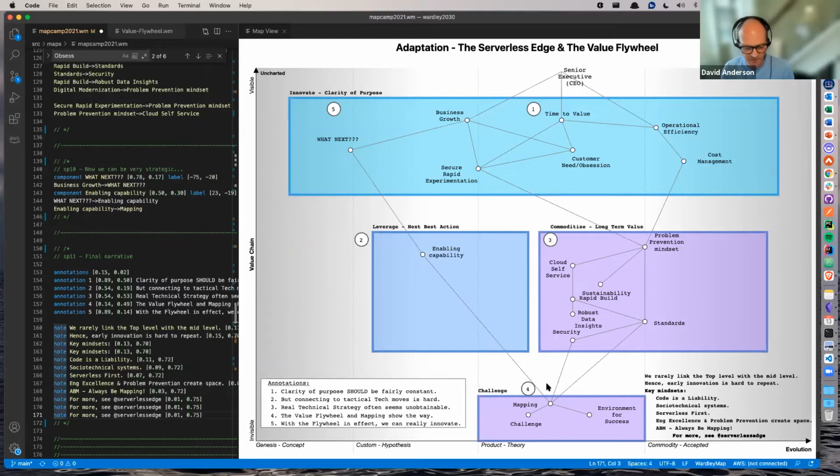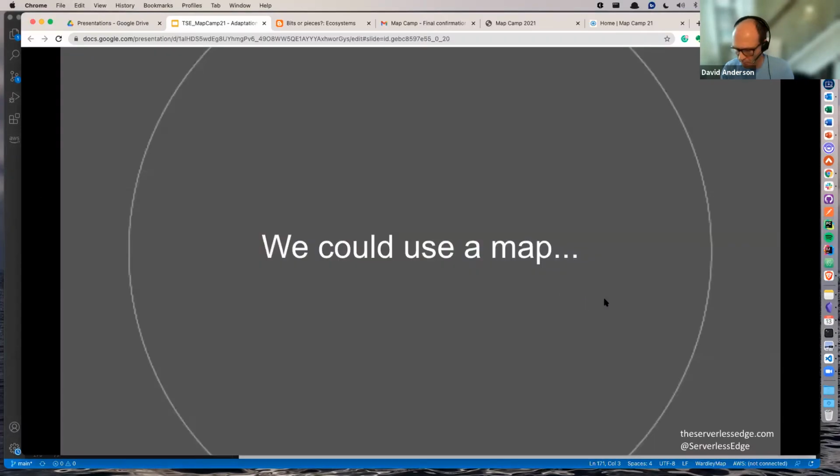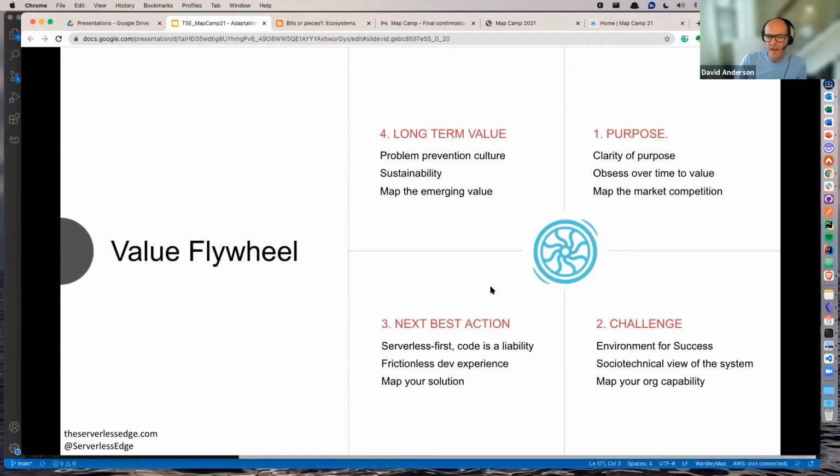Hopefully that makes sense. I know I'm nearly out of time now, but this idea of the value flywheel is something myself, Mike, and Mark will be exploring in our book. There it is again, drawn slightly differently. This idea of purpose, clarity of purpose, time to value, map the market competition, drives challenge, environment for success, the socio-technical view, and mapping your capability.